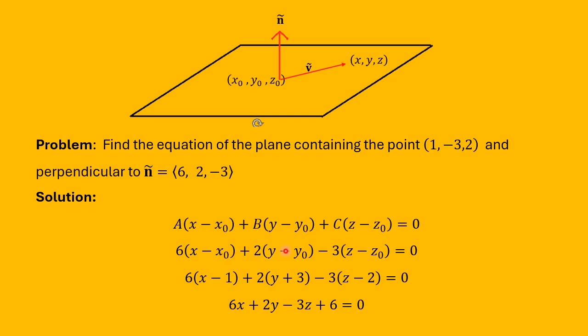But then x naught, y naught, z naught is this point that we have in the plane. In this case, it's 1, minus 3, 2. So we substitute 1 for x naught, minus 3 for y naught, and 2 for z naught. In the y term here, we have minus a minus 3, which gives us y plus 3. Now, if we multiply all of this out and collect the constant terms together, this simplifies to 6x plus 2y minus 3z plus 6 equals 0.